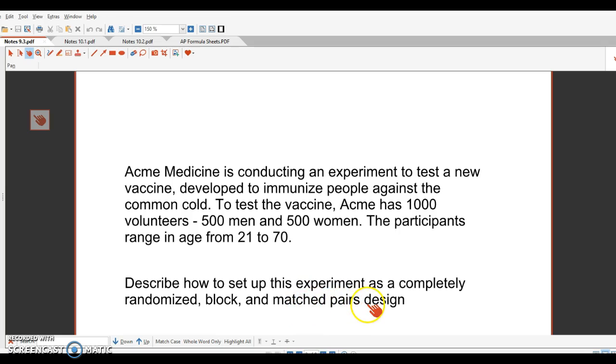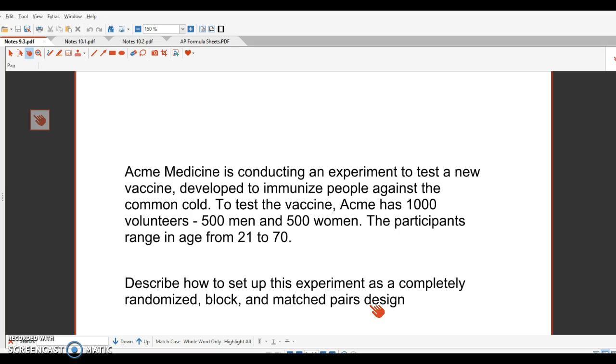Matched pairs would either be where you took everyone in the study and randomly assigned them one of the treatments, so by flip of a coin or a random number generator or something like that, and see how well they did avoiding a cold this first year, and then the next year they would get the other treatment and then see how they fared in terms of how likely they were to get a cold or not.